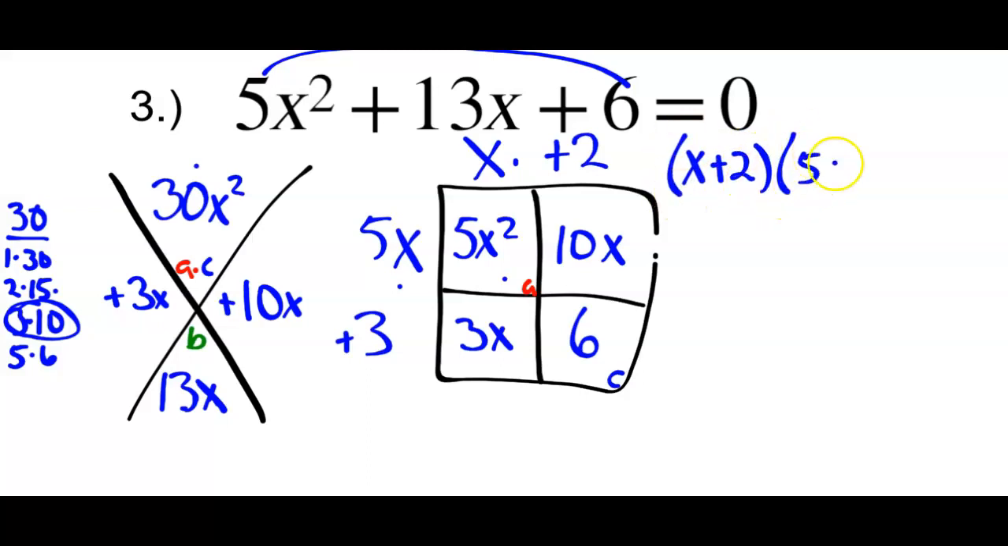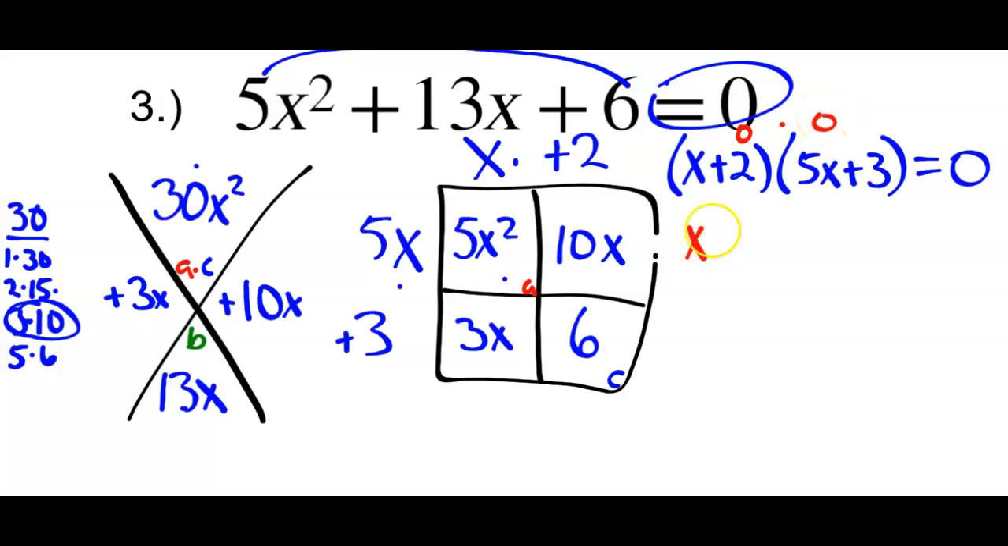I'm all set. So now I want to write my answer, x plus 2 times 5x plus 3. Again, the 5x plus 3 could be first. It doesn't matter. Don't forget, you're equal to 0. So am I done? I'm not, because I have to figure out what 0 times 0 is.